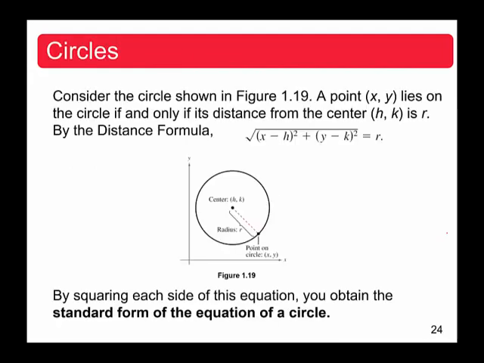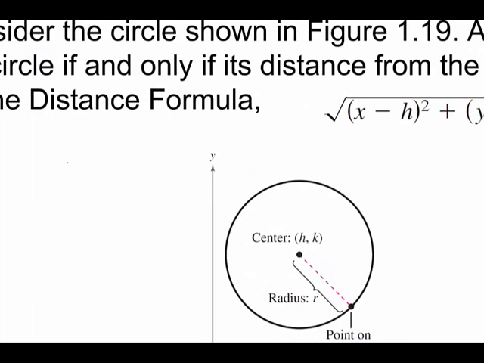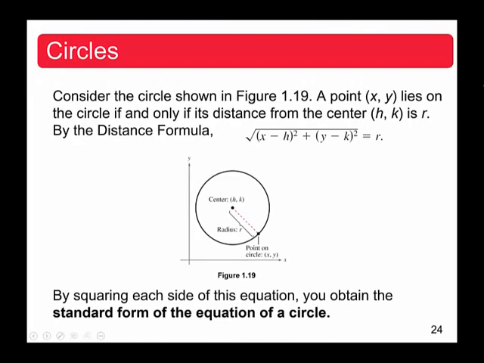The last topic in this section is on circles. Okay. So typically the circle will look like this, and it has a center. Two important things about a circle are the center and the radius. Center, center, radius.